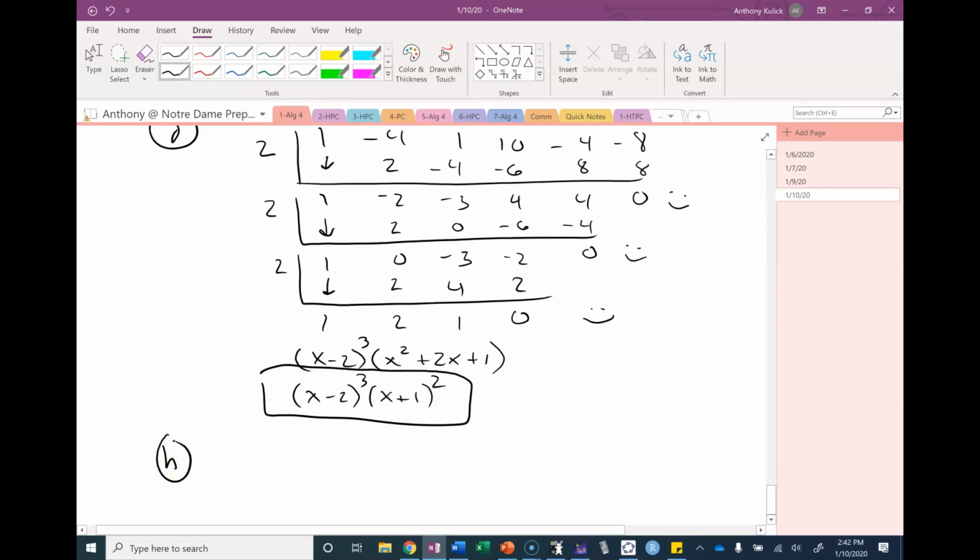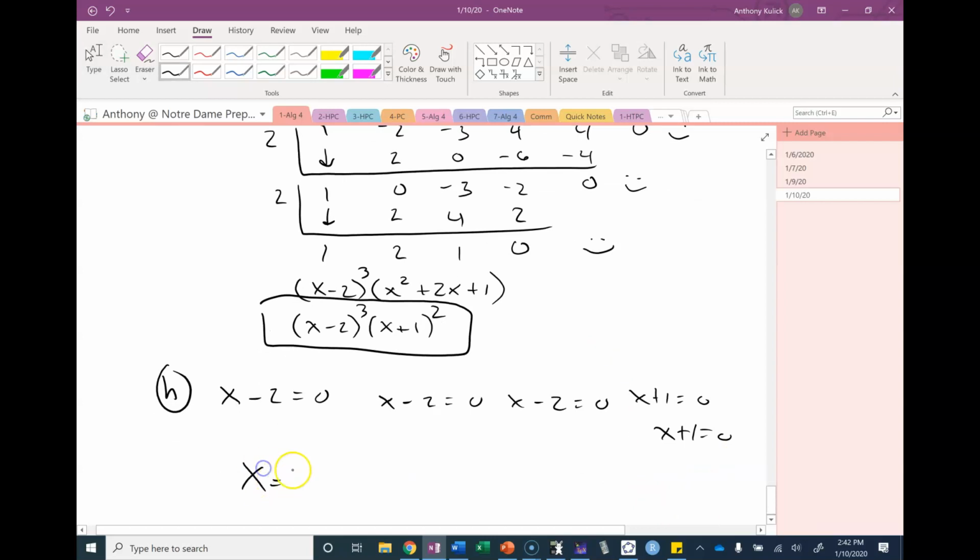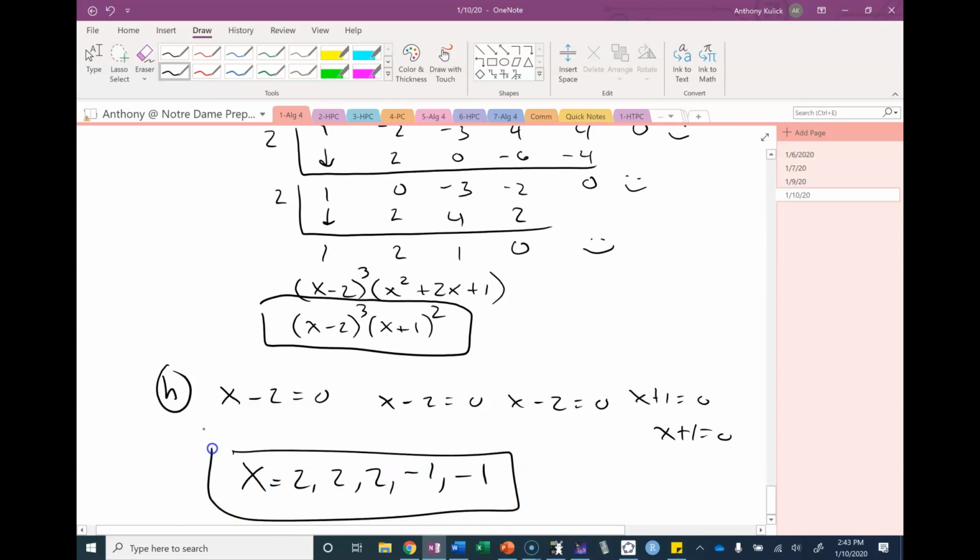And then H, to solve this, I'm just going to take my factored form and then set each of the pieces equal to 0. So I get 2 three times, and I get -1 two times. And that's it.